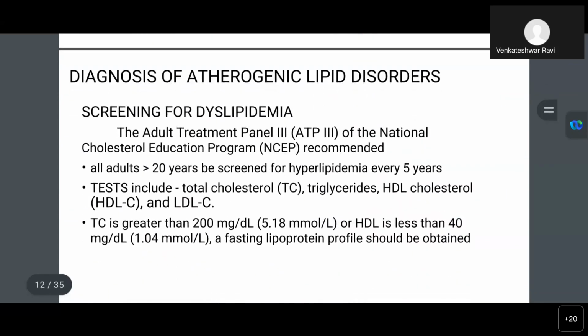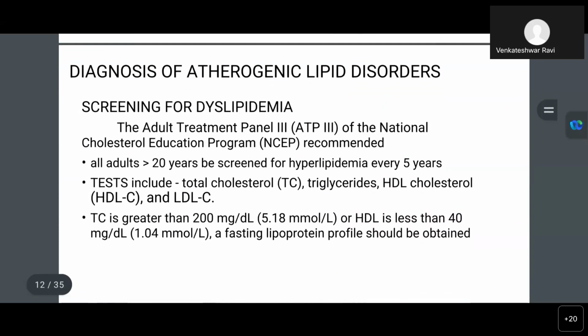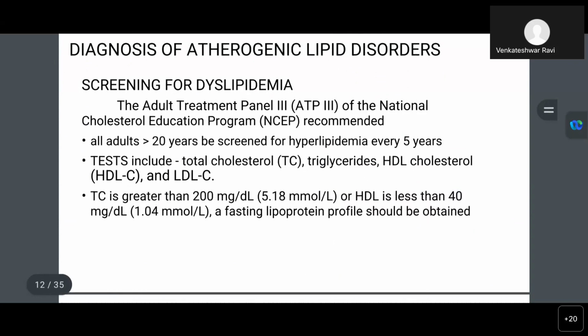Comes the diagnosis of these atherogenic lipids. First, screening. The Adult Treatment Panel 3 of the National Cholesterol Education Program recommends that all adults more than 20 should be screened for hyperlipidemia every 5 years. Initially, test cholesterol, triglycerides, HDL, and LDL.